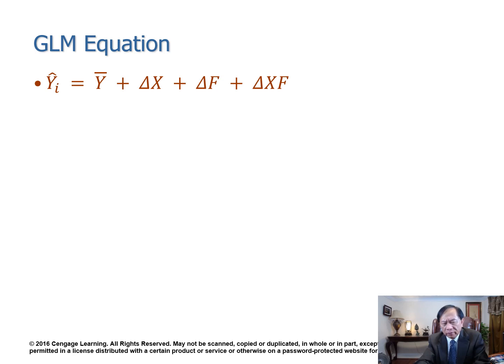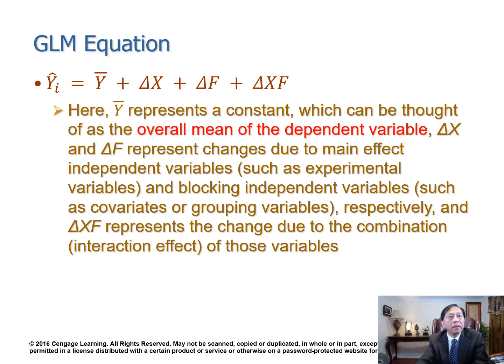The expected value of y equals y bar plus the changes delta x, delta f, and delta xf. Here, y bar represents a constant, which can be thought of as the overall mean of a dependent variable. Delta x and delta f represent the changes due to main effect independent variables, such as experimental variables, and blocking independent variables, such as covariate or group variables, respectively. And the delta xf represents the change due to the combination or interaction effect of those variables.